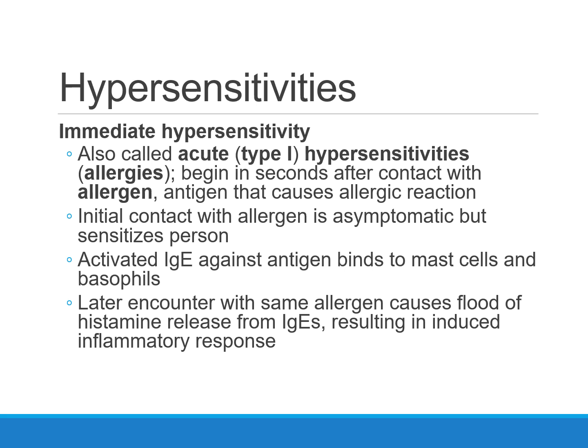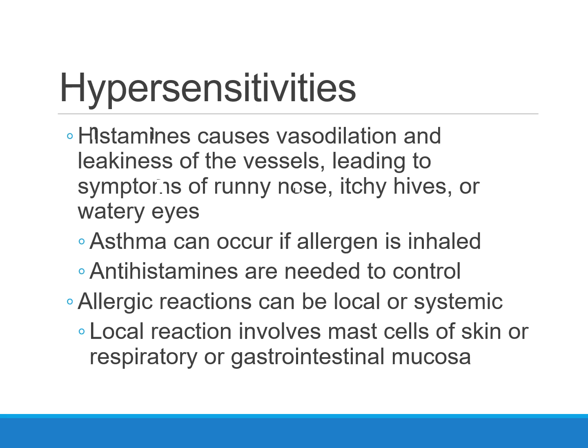Activated IgE acts against the antigen. It binds to the mast cells and the basophils. A later encounter with that same allergen causes a flood of histamine released from the IgEs, which results in the induced inflammatory response. So again, you don't have a reaction the first time you're exposed to it. It is a subsequent exposure. Histamines cause vasodilation and leakiness of the vessels, which leads to things like runny nose, itchy hives and watery eyes. Asthma can occur if the allergen is inhaled, and antihistamines help to control this.